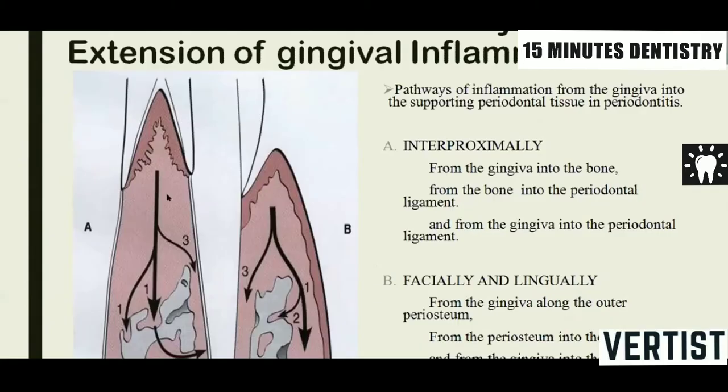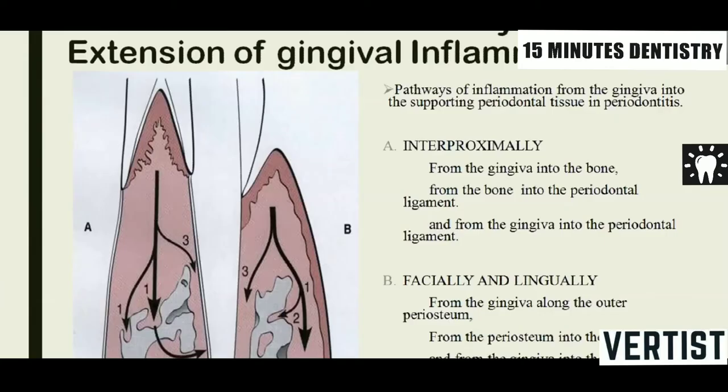Interproximally from the gingiva, you can see number one, it goes right in the crest. The inflammation travels along the course of the blood vessels, through the connective tissue fibers and through the collagen bundles. So this inflammation travels right in the crest, in the middle, or it can even go at the side of the crest here, and also from the gingiva into the periodontal ligament, and from the bone also into the periodontal ligament.